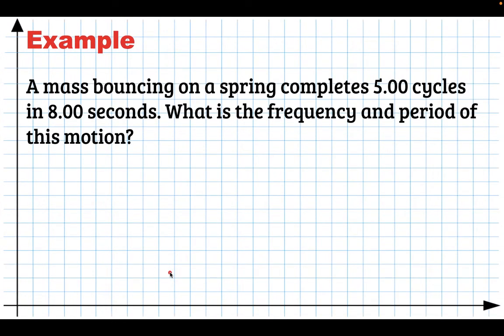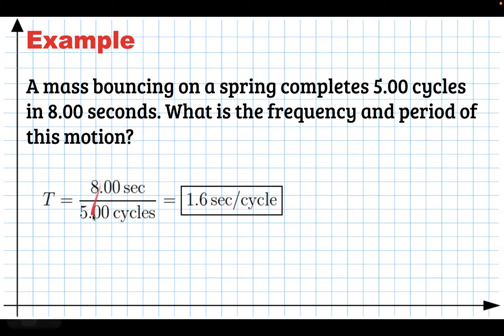So here's a quick review problem. If I have a mass bouncing on a spring, and it completes 5 cycles in 8 seconds, what is the frequency and what is the period? So if I take 8 and I divide it by 5, and I keep my units on there, I'll get 8 seconds divided by 5 cycles, and that will give me 1.6, and my units will be seconds per cycle. So this is a time. It's 1.6 seconds. The seconds are in the numerator, and so if it's a time, it's the period.